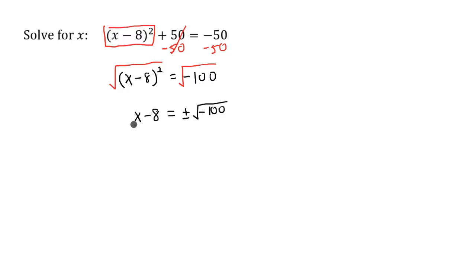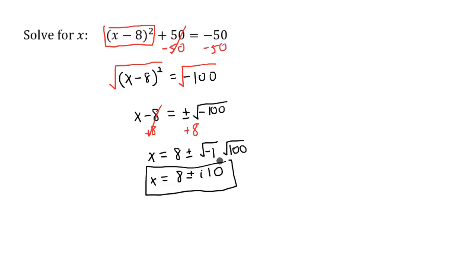Keep solving, so we want to get x by itself. Again, add 8 to this side, which cancels out the −8, which means we add 8 to the right side as well. We have x equals 8 plus or minus. We don't like that negative underneath the radical, so we take out the square root of −1, which leaves us with a positive 100 underneath the radical. The square root of −1 becomes i, and the square root of 100 is 10. So this is going to be our final answer.